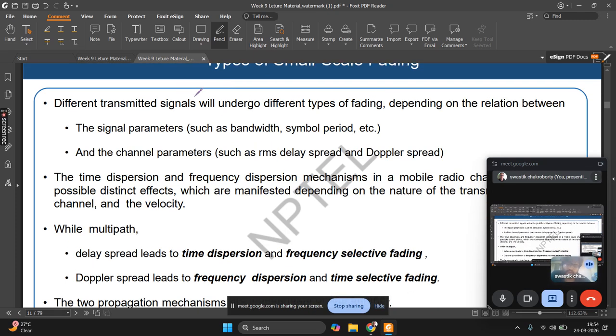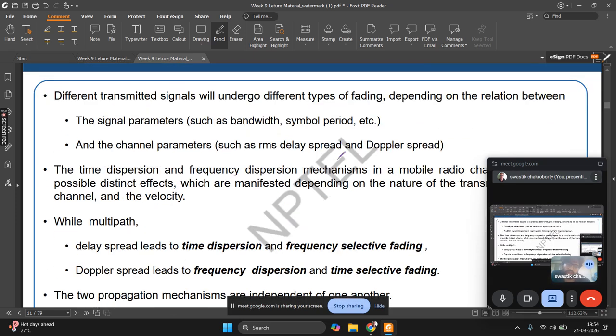Different transmitted signals will undergo different types of fading depending on the relation between the signal parameters and the channel parameters. So whether your bandwidth is greater than the coherence bandwidth, whether your symbol time is greater than the coherence time. The coherence time value is a channel property that cannot alone decide what fading the signal will undergo. That is decided by the comparison of the signal parameter and the channel parameter.